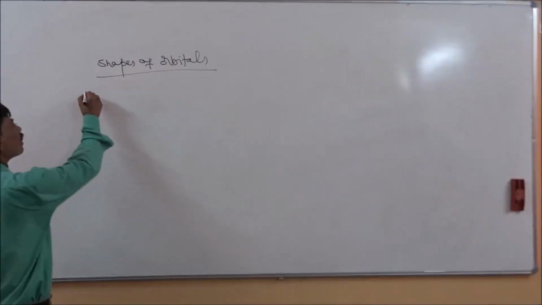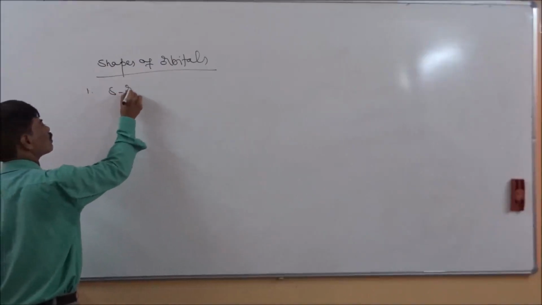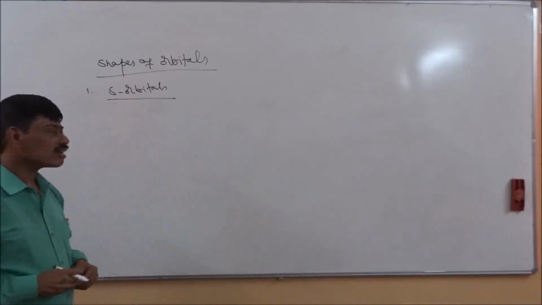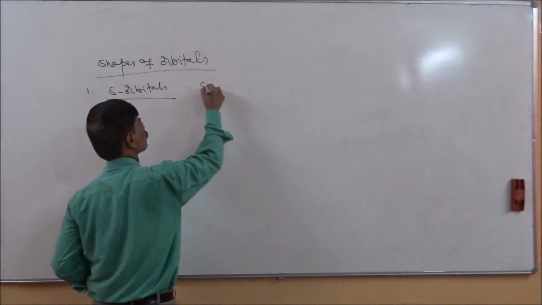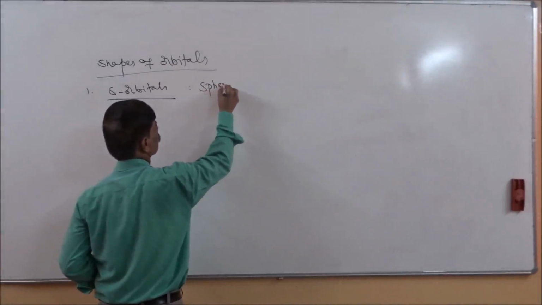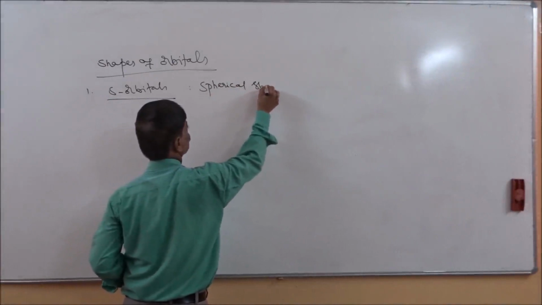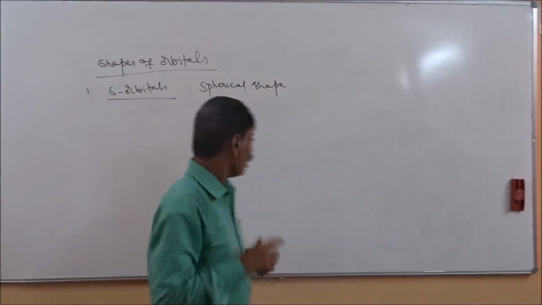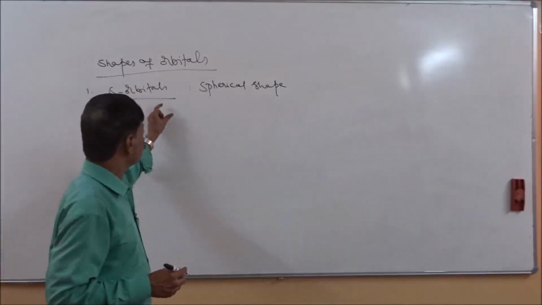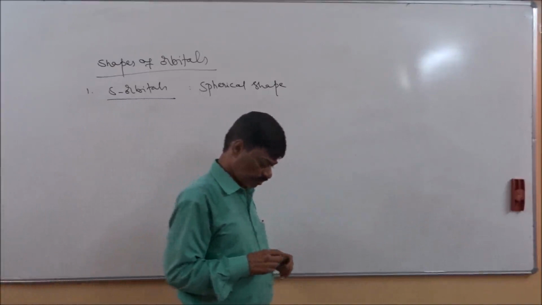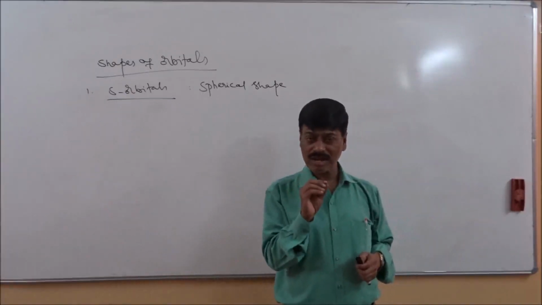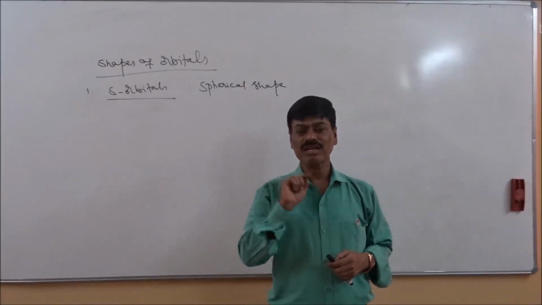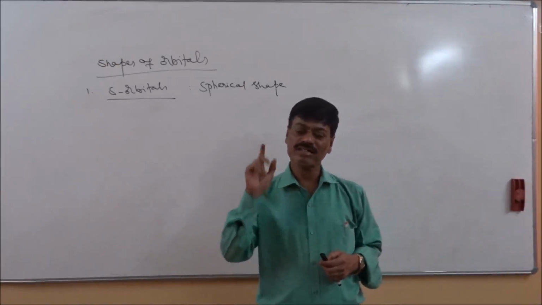Shapes of orbitals, in that first one is s orbitals. S orbitals have spherical shape, like a circle, right? And depending on the principal quantum number, meaning shell number, the first shell will have s orbital in it. Second shell will have s orbital in it. Third shell will have s orbital in it.